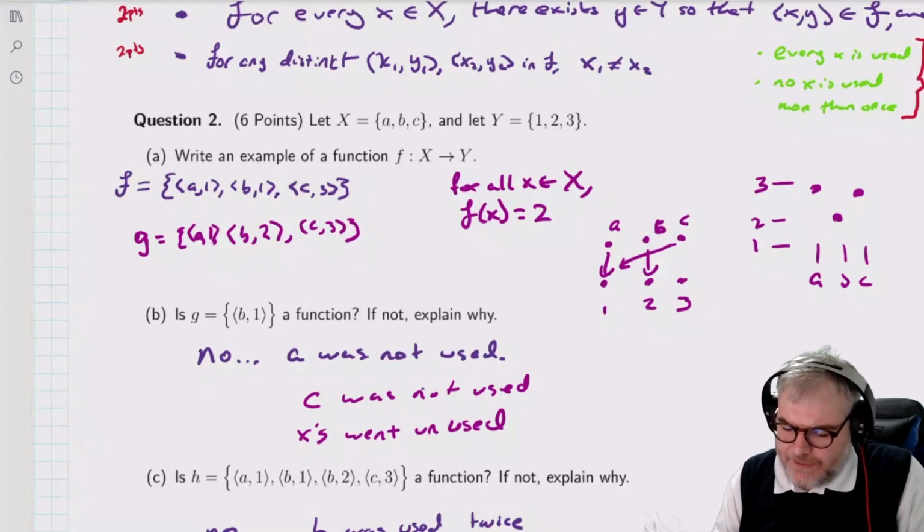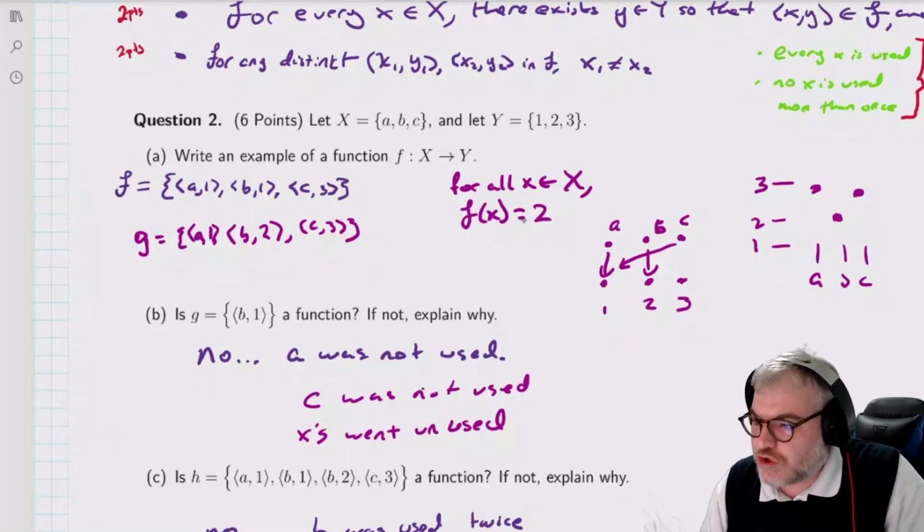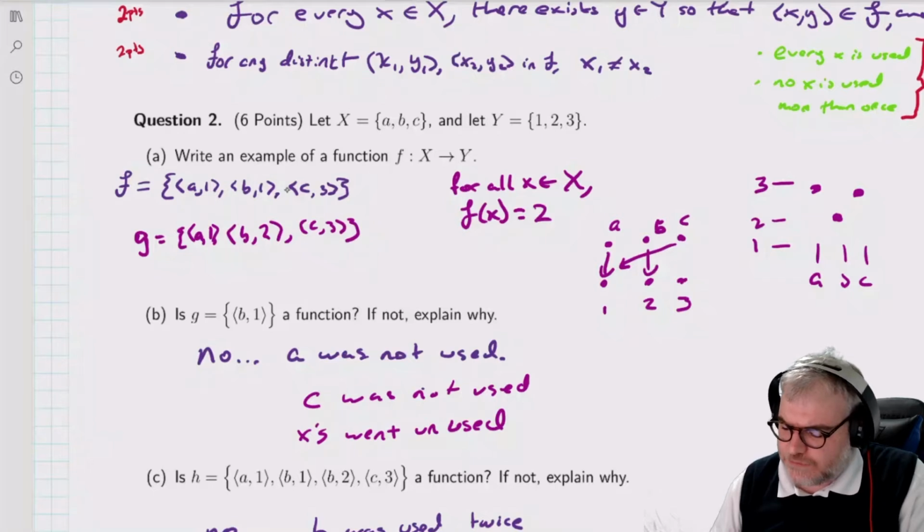I had a→1, b→1, c→3. Somebody in the previous class said a→1, b→2, c→3. You could have said the following: for every x in x, f of x equals 2. That would have been the constant function. That would have been a→2, b→2, c→2.